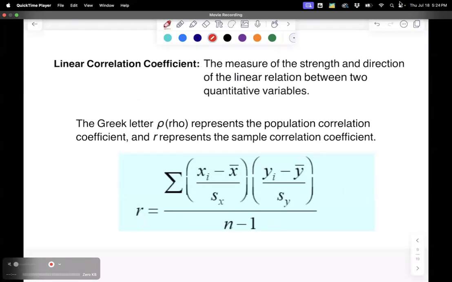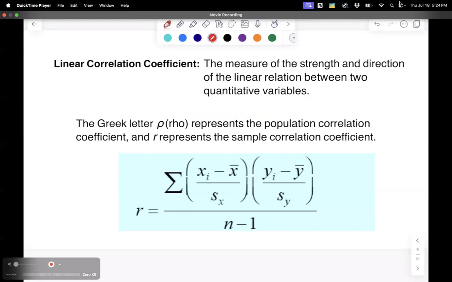Okay. Don't worry about this equation. It is big and ugly and scary. Don't worry about it. This is the linear correlation coefficient. So this number measures the strength and the direction of the linear relation between two quantitative variables. So it's going to tell you how strong our linear relation is, how correlated the two variables are, and it'll tell you whether it is positive or negative slope. That's what the correlation coefficient does.